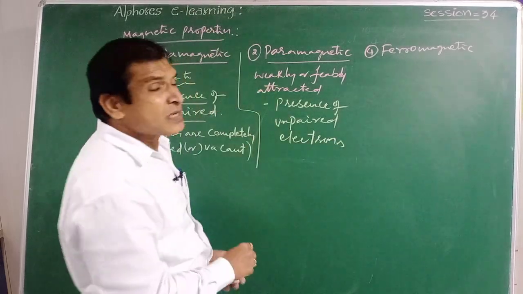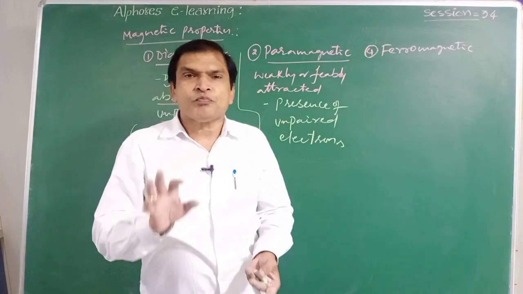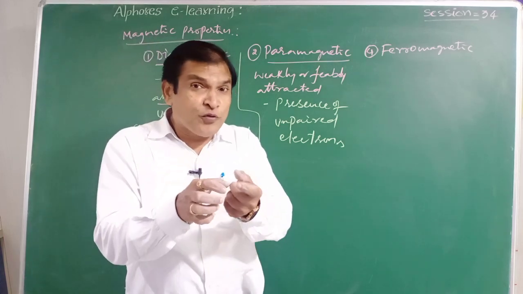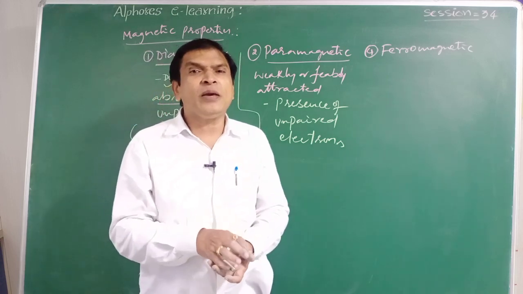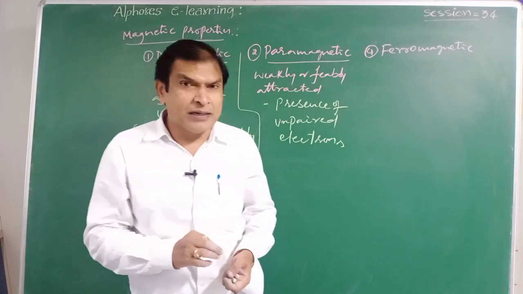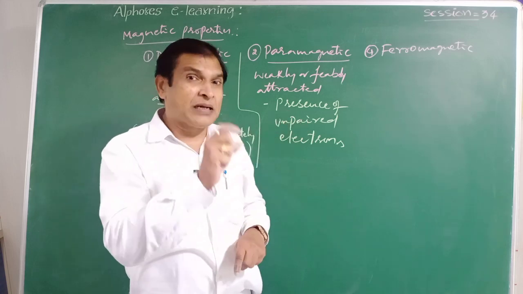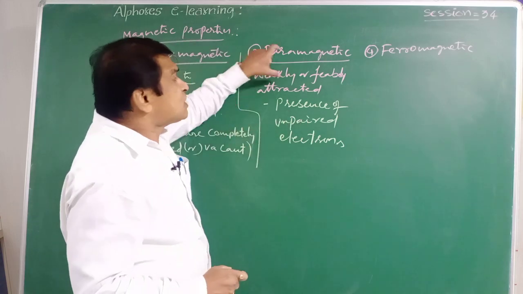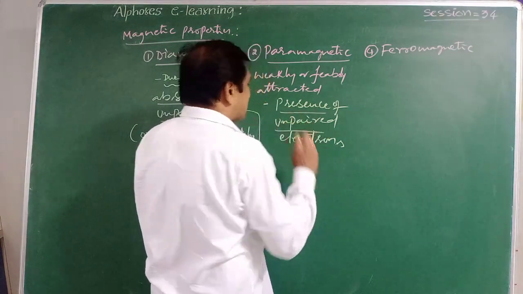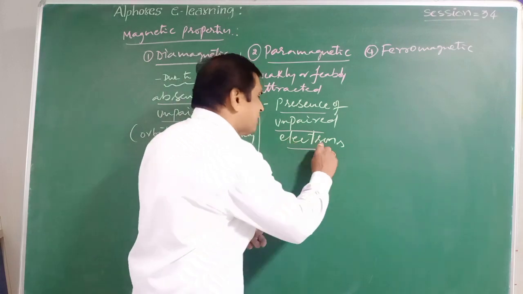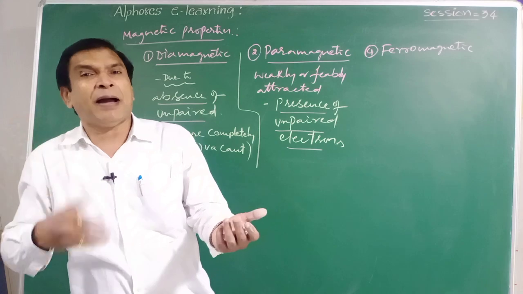Okay, what is the concept? What is paramagnetic behavior? The paramagnetic nature of a substance is when it is weakly or feebly attracted towards an external magnetic field. It is due to the presence of unpaired electrons. That is an important point for us. Due to the presence of unpaired electrons, the substance is weakly attracted towards the magnetic field.